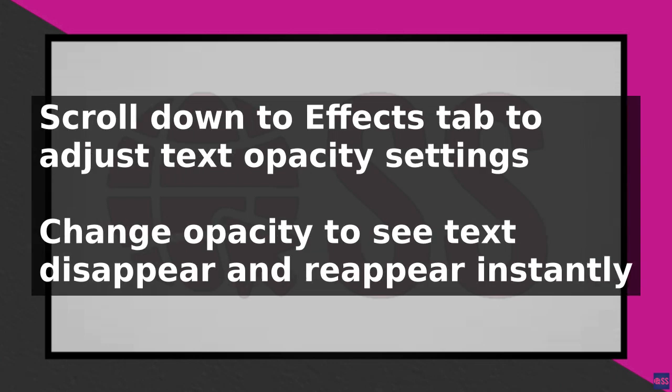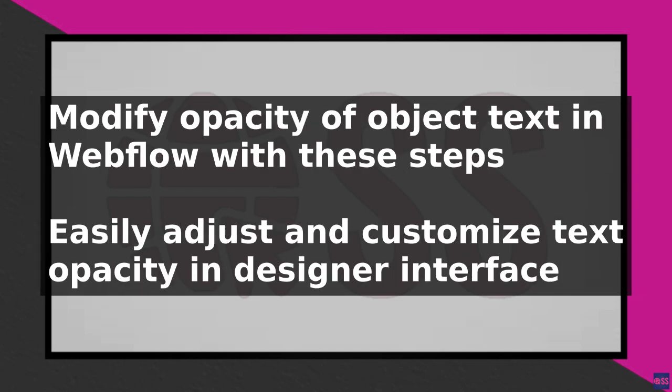Here, you will see various options, including the ability to add text. To do so, add some basic text, which will give you access to the style settings. Scroll down to the Effects tab, where you can adjust the opacity of the text. As you change the opacity, you will see the text disappear and reappear.